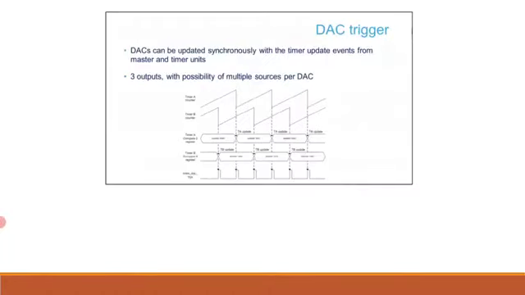This gives the possibility to have a DAC value updated synchronously with the timer update events from the master and the slave timers. This is typically used for peak current mode, where the DAC is used as a threshold for a comparator. It allows the new DAC value, digital to analog converter value, to be applied right at the beginning of the next switching period. 3 DAC triggers are available and it is possible to have multiple concurrent sources for the same trigger.